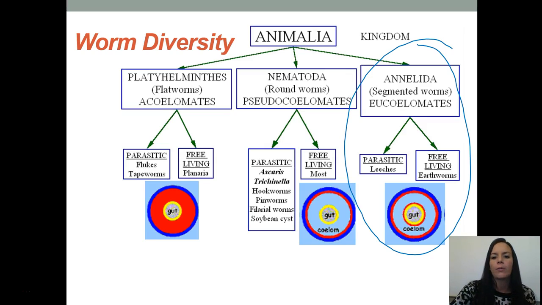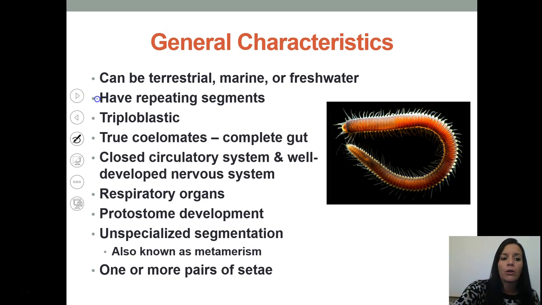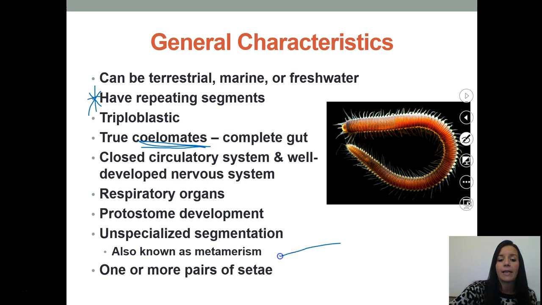And they're also coelomate, so we really don't use the term eucoelomate anymore, so they are coelomate worms. So some general characteristics. These worms can be terrestrial, marine, or freshwater, but the important thing to note is that they have repeating segments, and they're triploblastic again, but these are those true coelomates. They have a complete gut system. They also have a closed circulatory system, respiratory organs, protostome development, and that segmentation we talked about, which you'll also hear sometimes referred to as metamerism.